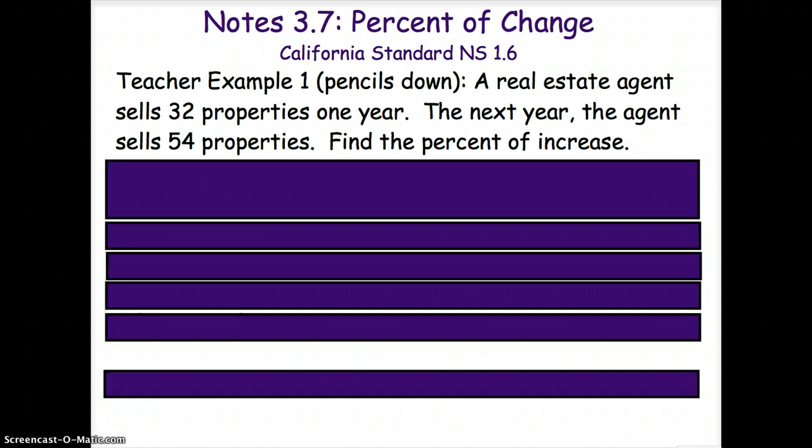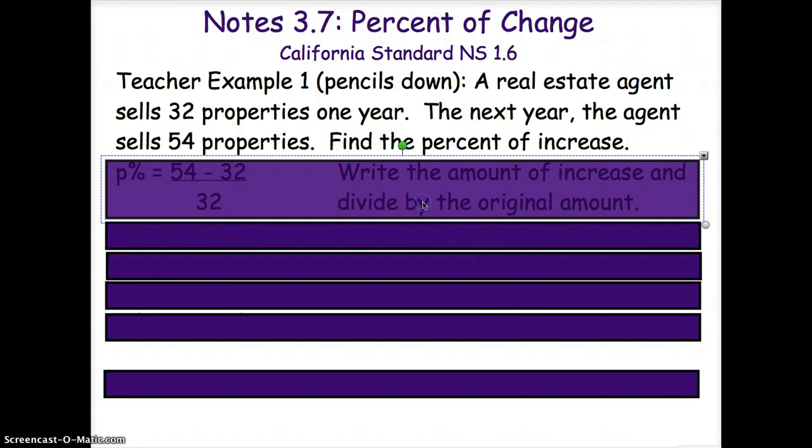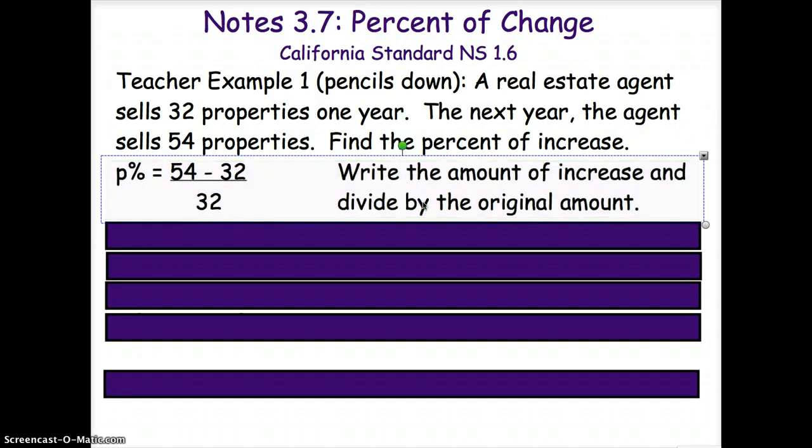A real estate agent sells 32 properties in 1 year. The next year, the agent sells 54 properties. Find the percent of increase. So this is nice. They already tell us it's an increase. And obviously, we can see that it is because the first year, she sold less than she did the second year. So, of course, we start out with our formula and plug in our numbers.